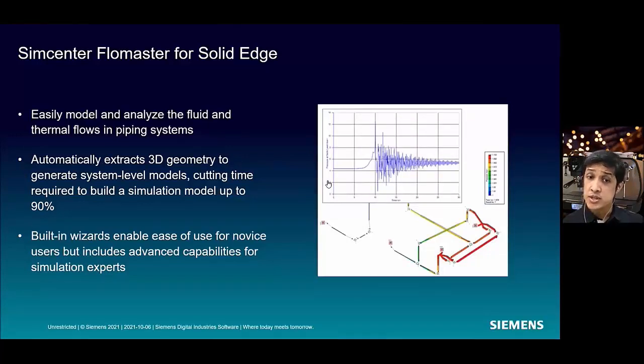Then once the simulation model is built, design engineers can then start the simulation to check that the design piping system meets the specific requirements. Users will be able to immediately visualize results like pressure drop, velocity, and temperature directly on the schematic and understand the system behavior at a glance. And thanks to built-in wizards, it is easy enough for novice users and yet provides advanced capabilities for expert users.